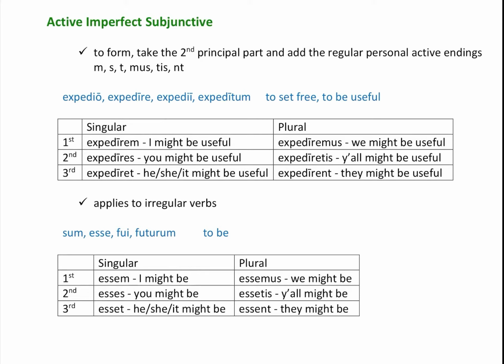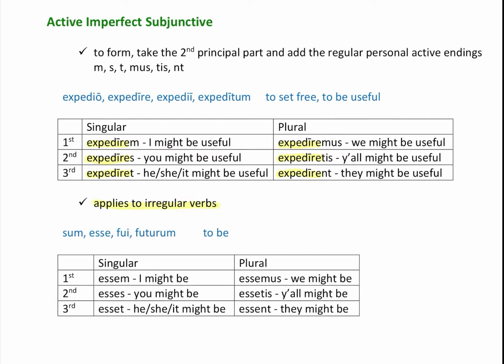To form the active imperfect subjunctive, you're going to take the second principal part, which remember is just the infinitive. You take the entire infinitive and add the regular personal active endings: m, s, t, mus, tis, nt. So if you look, every single one is expedire, expedire, and what's left are those endings. Very easy. Okay, this even applies to irregular verbs.